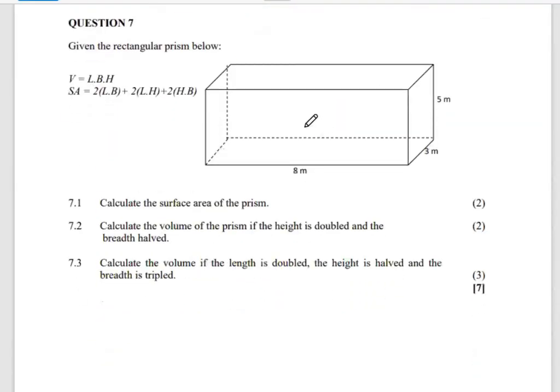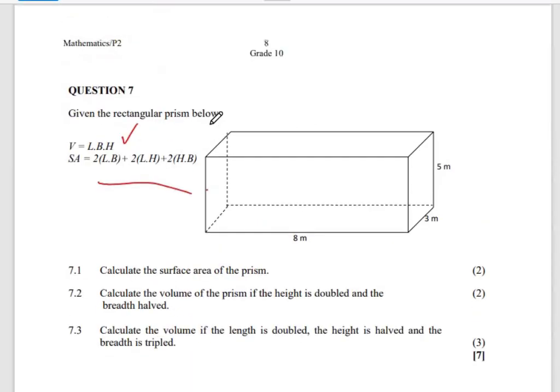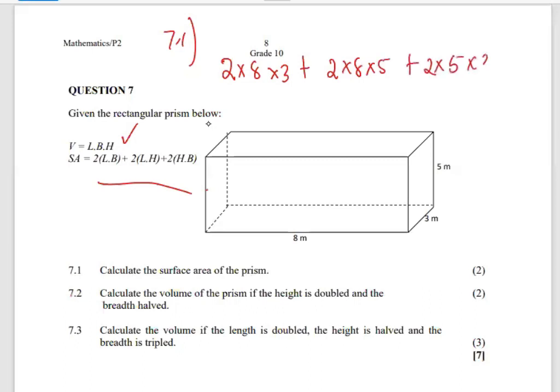All right, question 7, which is the measurements. They gave us the formulas for volume, length, breadth, and height. Surface area is given as that. Determine the surface area of this. Okay, so let's do the substitution into the formula. It's going to be 2 multiplied by the length 8 multiplied by the breadth 3, plus 2 multiplied by 8 multiplied by 5, plus 2 multiplied by 5 multiplied by 3. So 2 by 8 by 3 gives me a 48. That's a 40, that's going to be 80. And then a 30. So 110 plus 48, I end up with a 158. But this is meters squared.